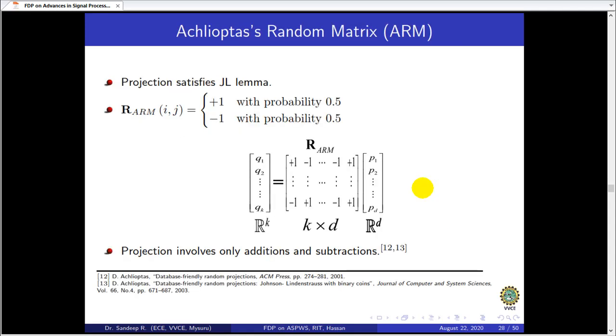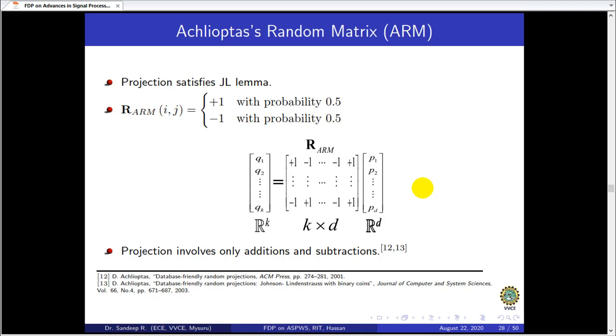There are various random projection matrices that can be used. We are using the random matrices proposed by Achlioptas, and we are calling it the Achlioptas random projection matrix. This matrix satisfies the JL lemma. When I say it satisfies the JL lemma, it means that when points in high dimensional space are mapped to points in low dimensional space, the distances are approximately preserved, and we are trying to extract the features based on this. And the best thing about this random projection matrix is that it consists of only +1 and -1.